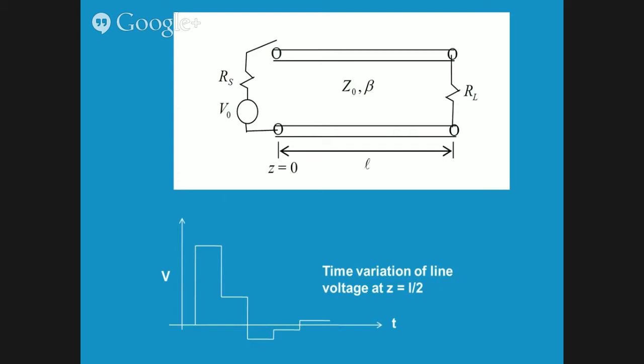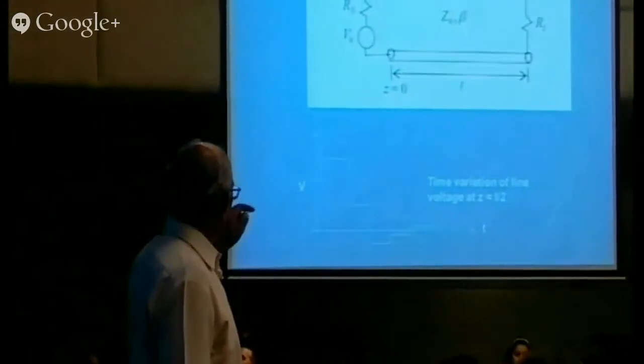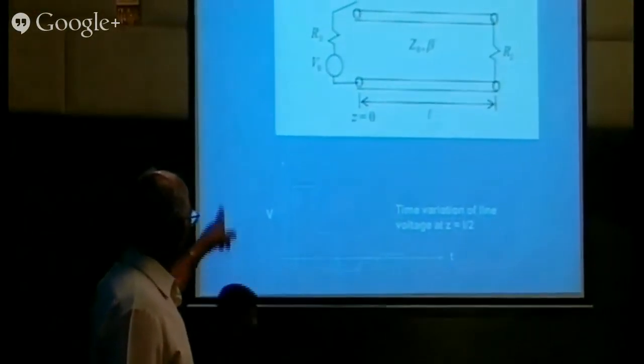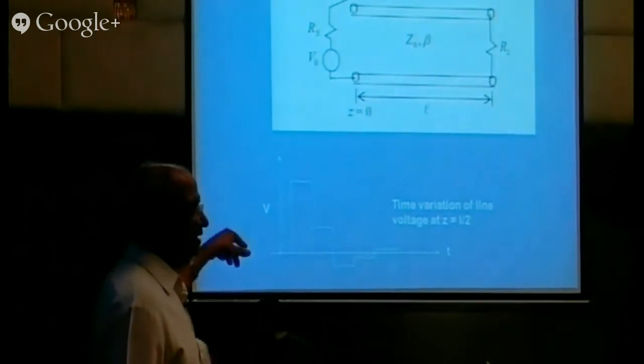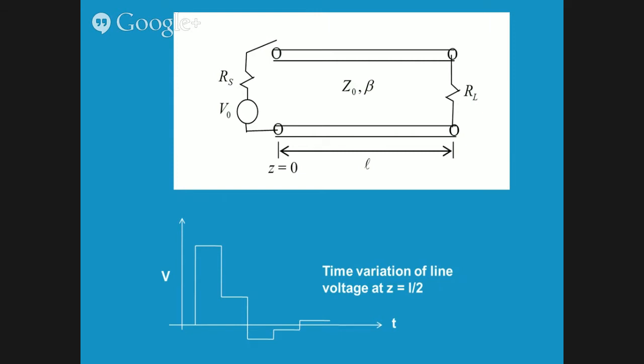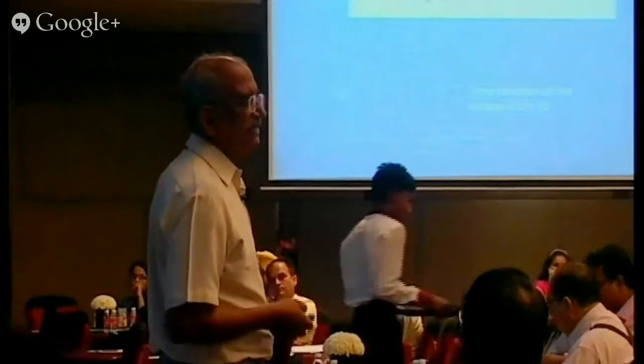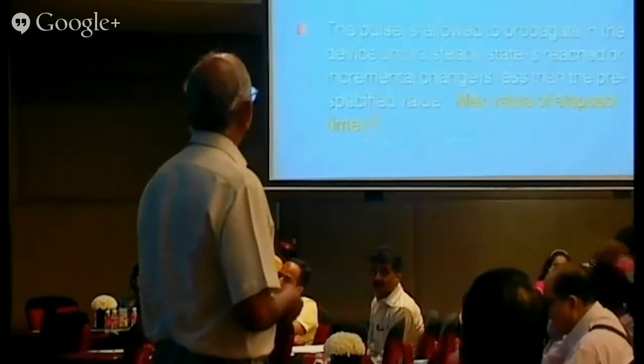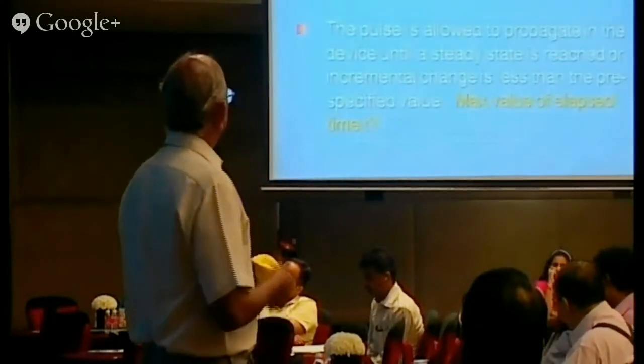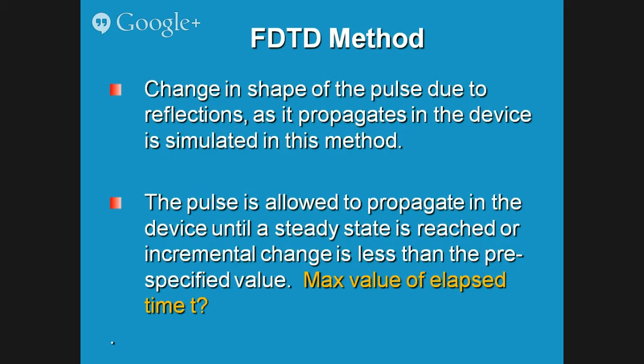Just like here in the lower one, you see how the voltage varies as a function of time at the middle of the transmission line. A similar type of behavior you will get at various portions of the transmission line, and finally you will get some steady state distribution. That is the common feature in all FDTD techniques, whether it is a transmission line or some other geometry. So that's pulse propagation. Basically what we are doing is studying the change in the shape of the pulse due to reflections as it propagates in the device, and this we are trying to simulate.